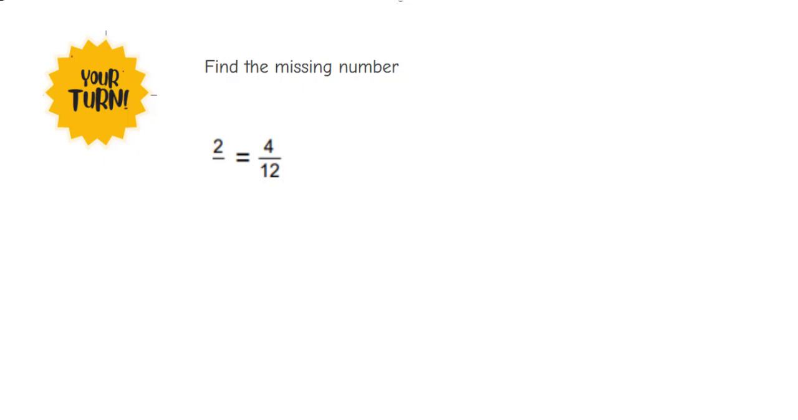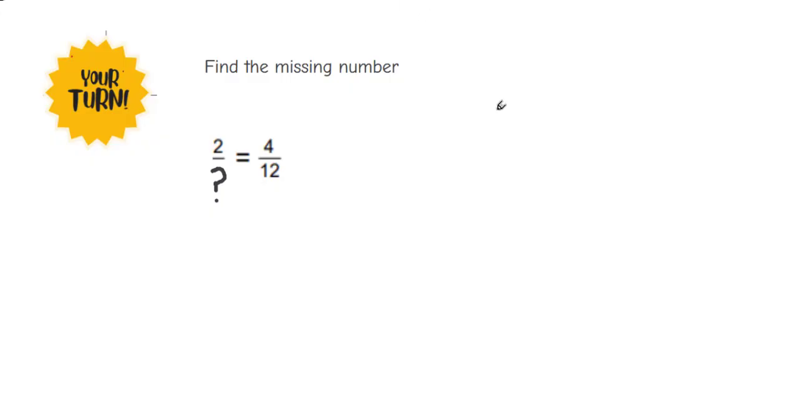This time I'm going to challenge you a little bit. I want you to find the missing number. So 2 over something will create an equivalent fraction to 4/12. We will have the same answer, but see if you can figure that one out. Pause the video and come back.